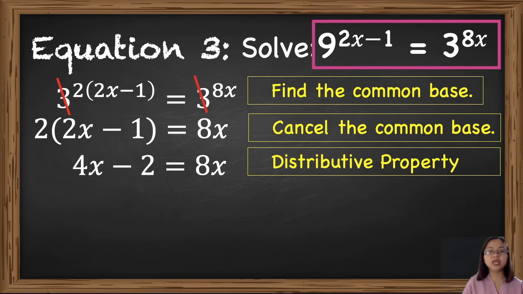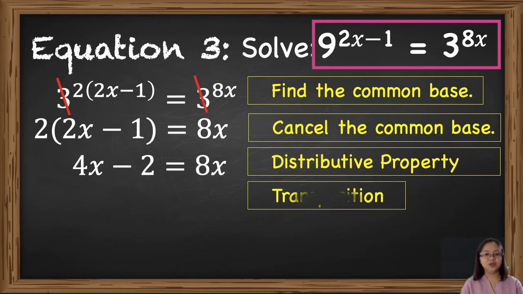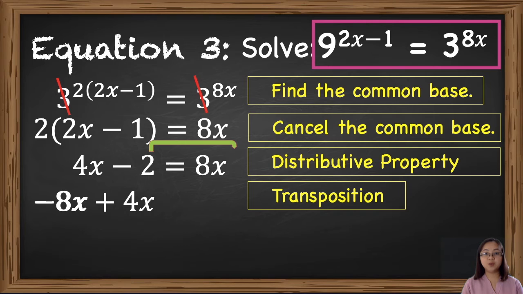So in this case, we need to combine the like terms in each side. So for the left side, let's just have the one with the variables. We could use the addition property of equality, or we could easily transpose. So let's transpose 8x to the other side, which gives us negative 8x. And then we copy positive 4x. And then how about the negative 2? Yes, it's a constant, so we could now transpose it to the other side. So it becomes positive 2. So we're only left with negative 8x plus 4x equals 2.